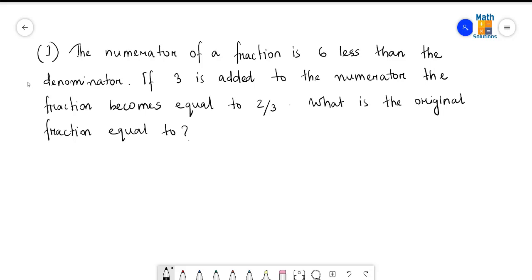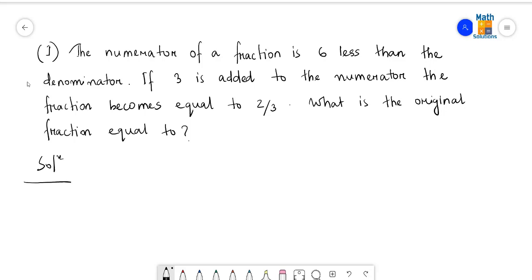Hello everyone. Through this video, we are going to discuss some additional questions on the chapter of linear equations in one variable. So here goes the first question. Let us check what the question says.